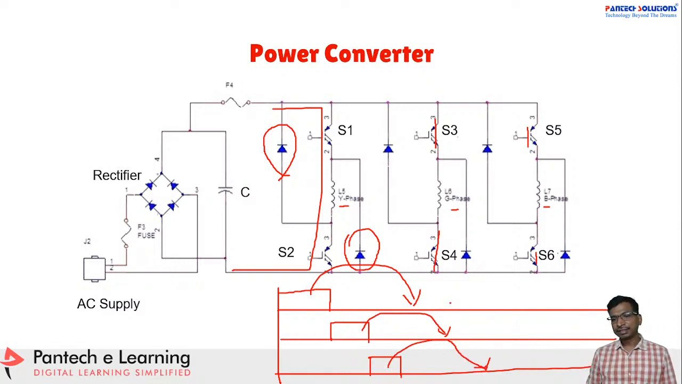Is it clear how to switch the PWM to the coil? Is it clear?